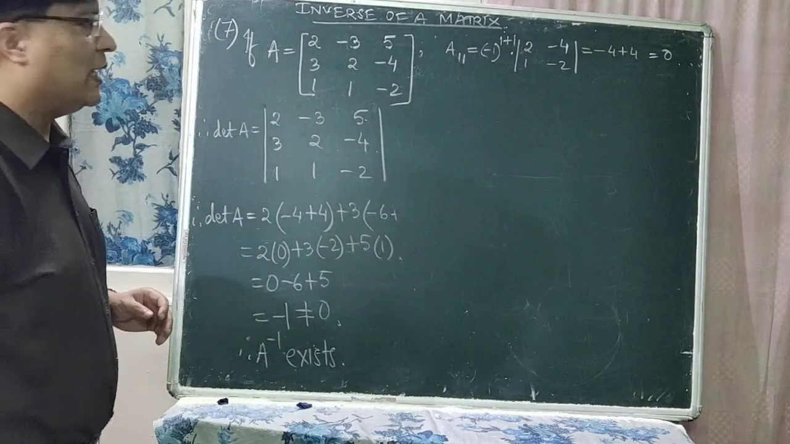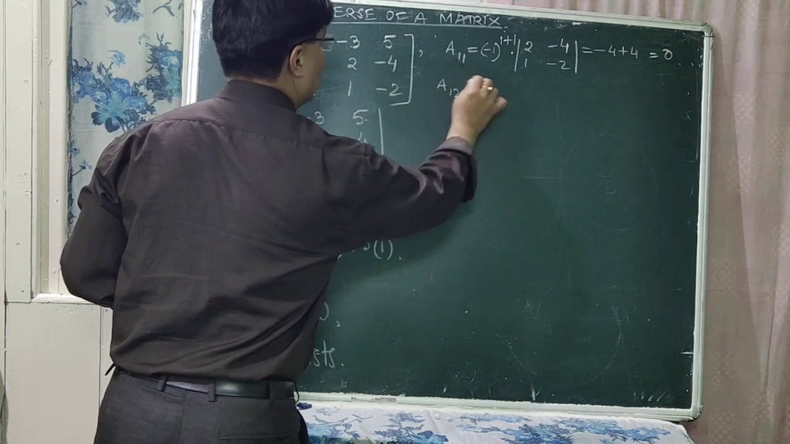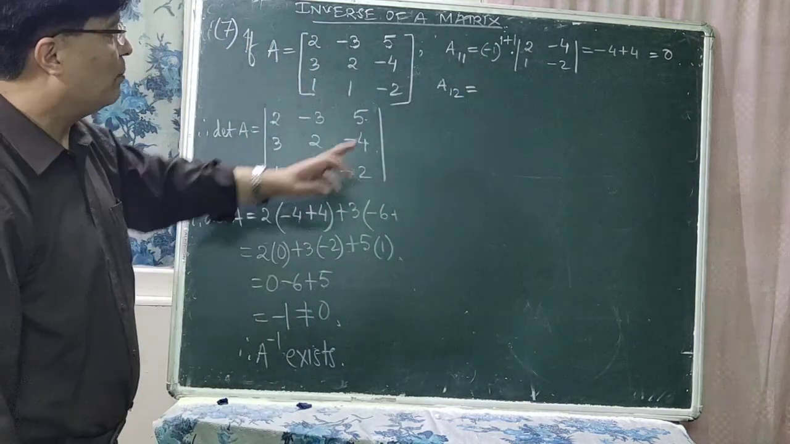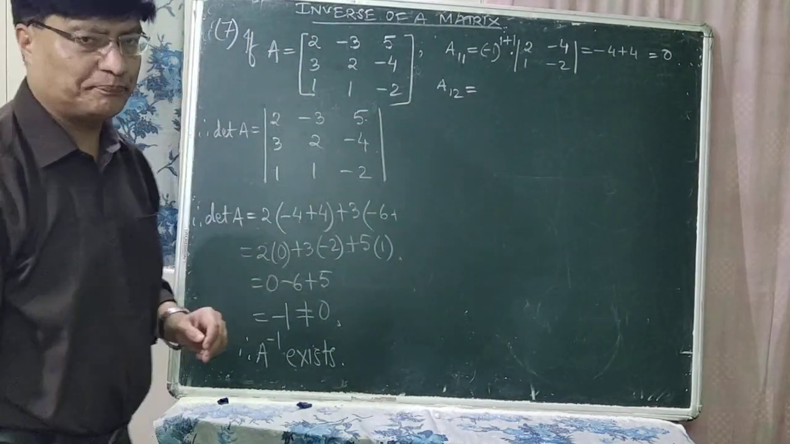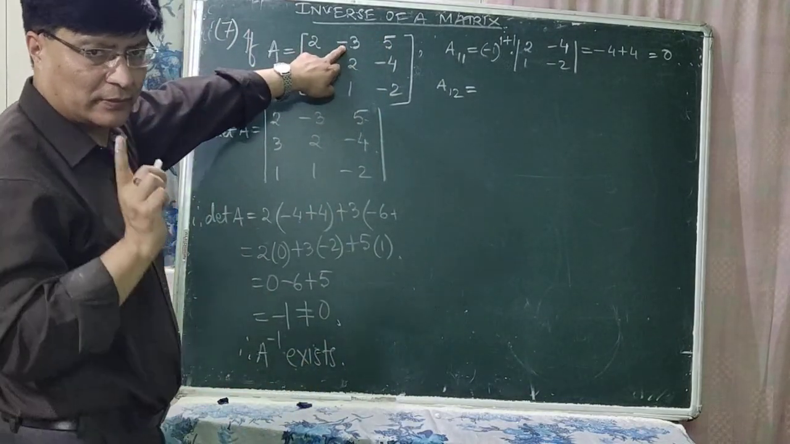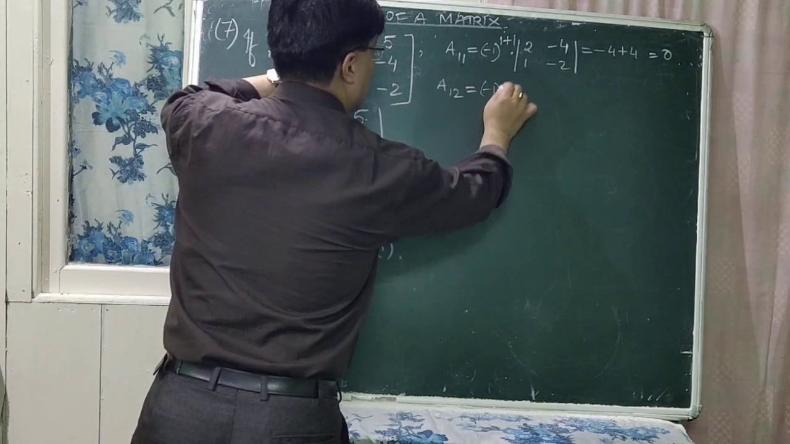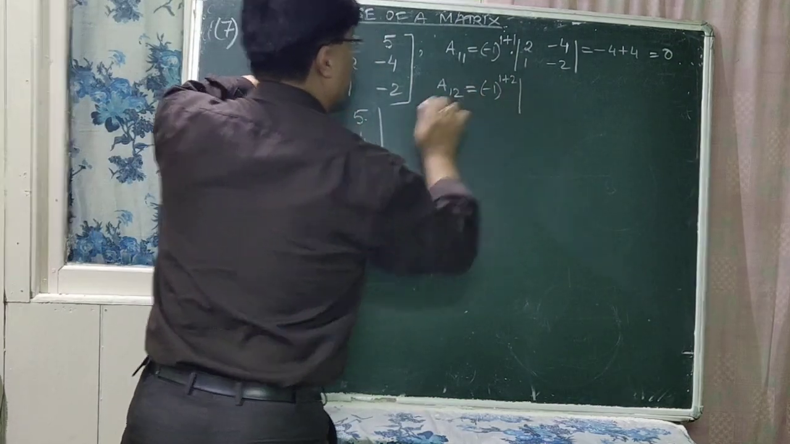So that is your A11. Next, you have to find out A12. That means the cofactor of the element belonging to the first row and second column. First row and second column, that means minus 3. You have to find out the cofactor of minus 3. So it is minus 1 whole to the power 1 plus 2.